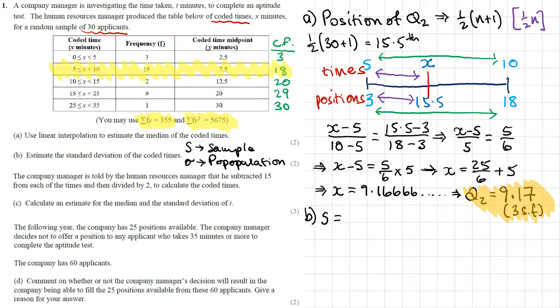Now you won't lose marks if you use the incorrect symbol, but just be aware of the difference between the two. Now the standard deviation is going to be the square root of the sum of fy squared over the sum of f minus the sum of fy over the sum of f all squared. Right, so let's see what we get.